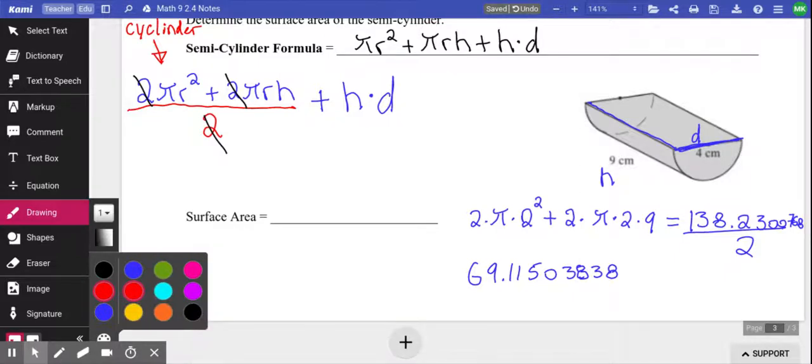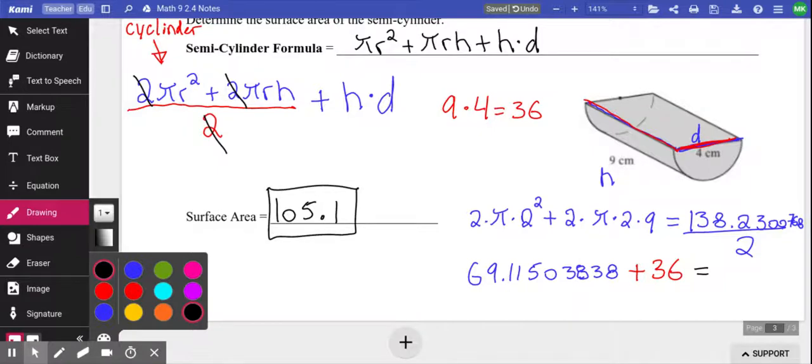Then we're going to add the area on top, like that top surface, that rectangle, that flat edge across the top. That is 9 times 4. Height, right here, times width, which is 4. That'd be 36. If you add those 2 numbers together, it gives you the total area of 105.1, which is what you got.